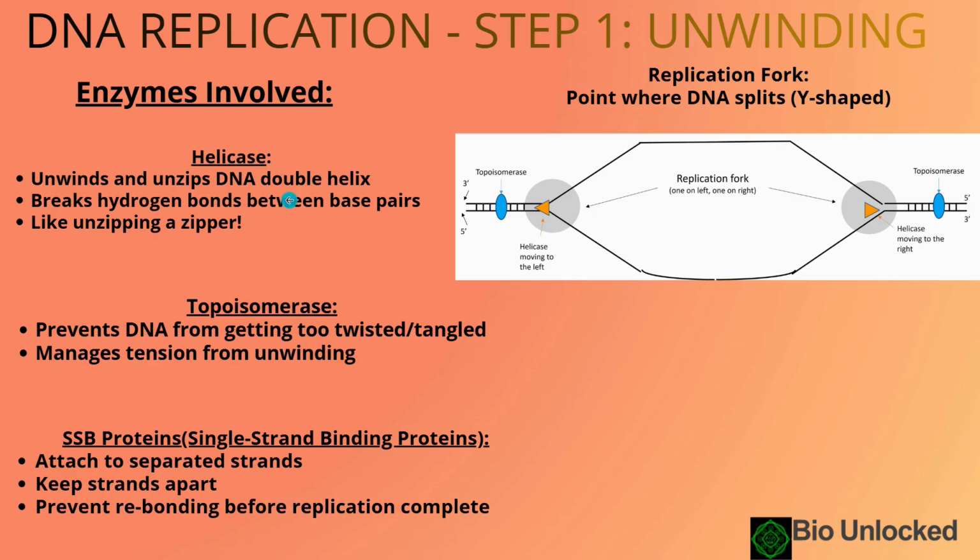Now, over here in the diagram, as you can see, a replication fork is a point where the DNA is split. Wherever the DNA is split, it forms a Y shape. And around this Y shape, the helicase starts moving to the left and to the right, in opposite directions, away from that replication fork.